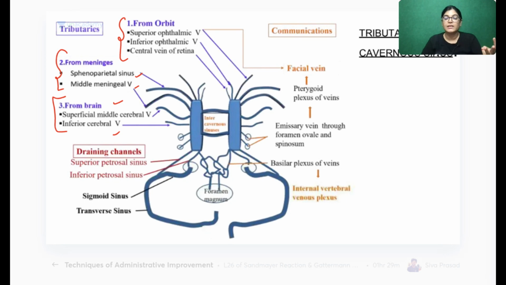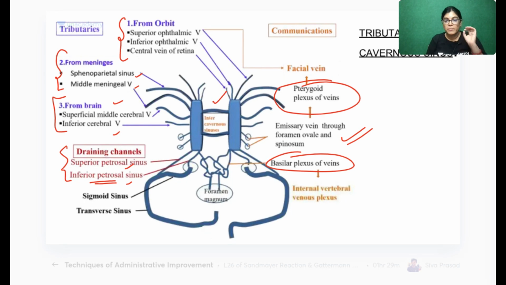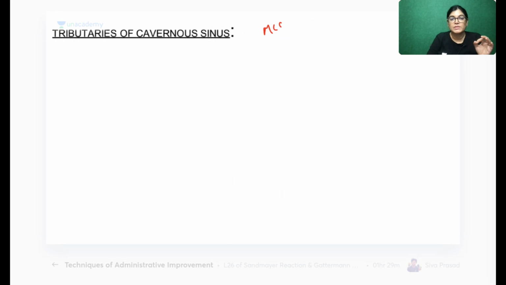Three sources are there, and for communications, the cavernous sinuses of both sides communicate with the intercavernous sinuses. Draining channels are the superior petrosal sinus and inferior petrosal sinus. The inferior petrosal sinus will drain the cavernous sinus into the internal jugular vein. Others are the transverse sinus, basilar plexus of veins, emissary vein, and pterygoid venous plexus. My dear students, I would like to give you the list of all the tributaries and communications of the cavernous sinus. These are all important for MCQ. Quickly, let's revise and then we will come to the MCQ session.